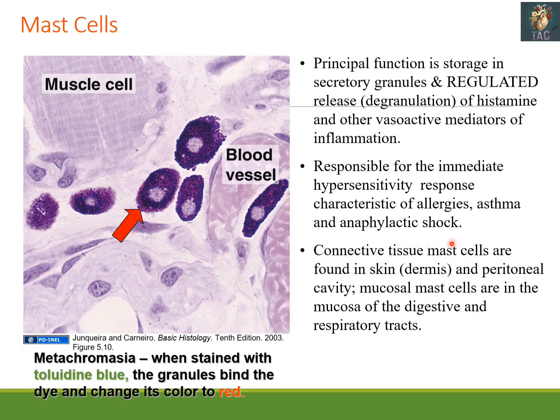And these are the types of transient cells which are present in the connective tissue. The connective tissue mast cells are found in the skin and in the peritoneal cavity. The mucosal mast cells are in the mucosa of the digestive and respiratory tract. So you can find mast cells in different locations.